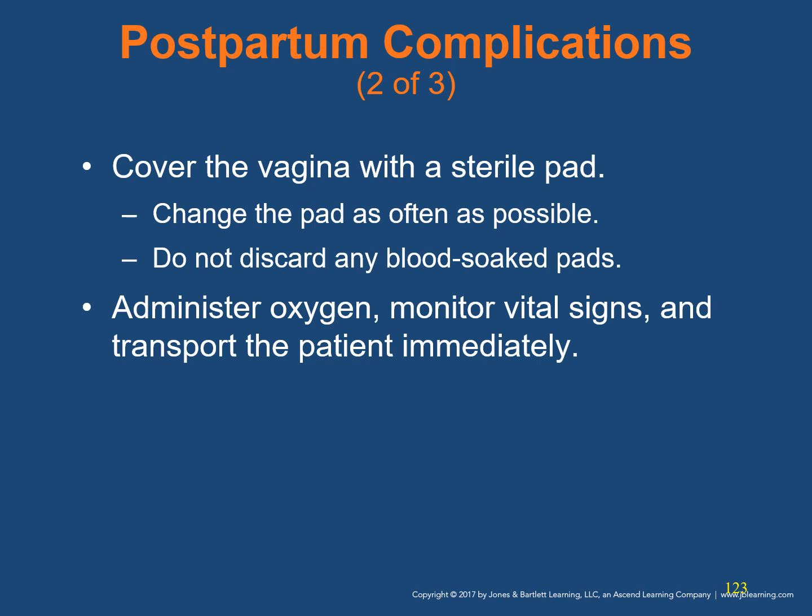Cover the vagina with a sterile pad, changing the pad as often as possible. Do not discard any blood-soaked pads. The hospital personnel will use them to estimate the amount of blood loss. Save any tissue that may be passed from the vagina, administer oxygen if necessary, monitor vital signs frequently, and transport the patient immediately to the hospital. Never hold the woman's legs together or pack the vagina with gauze pads in an attempt to control bleeding.